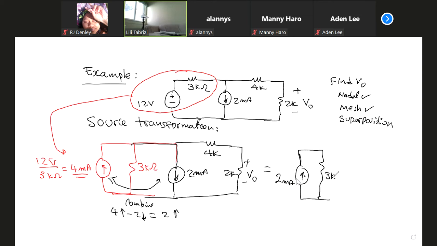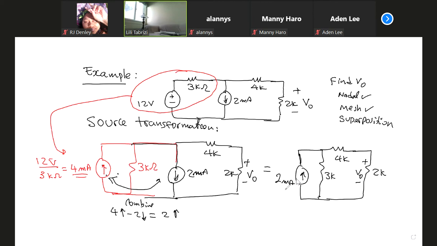3 kilo ohm, 4 kilo ohm, and 2 kilo ohm. Notice that I'm making one change at a time. First I change this voltage source to a current source in parallel. Then I combine these two current sources. They are in parallel location. You can move these 2 milliamp here, combine, and substitute by 2 milliamp.